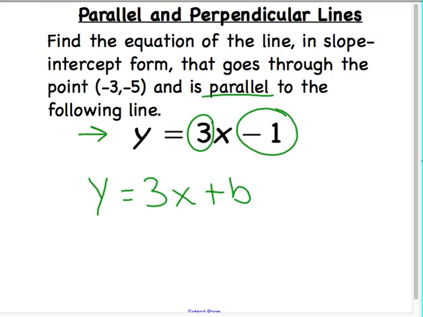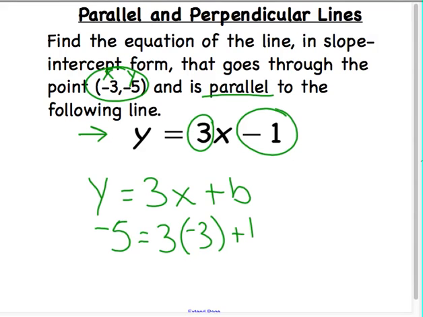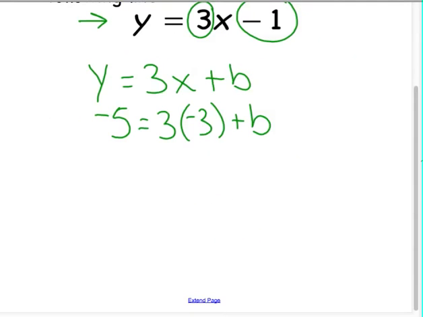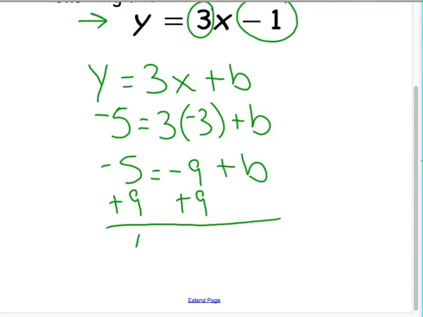So what I'm going to do is use the point. This is x comma y, and I'm going to plug in. So we've done this before. -5 is y, 3 is the slope, -3 is the x value, and we're going to solve for b. So this is simple. -5 equals -9 plus b. I'm going to add 9 to each side, and I get 4 equals b, which means the answer is not b equals 4. The answer is y equals 3x plus 4.